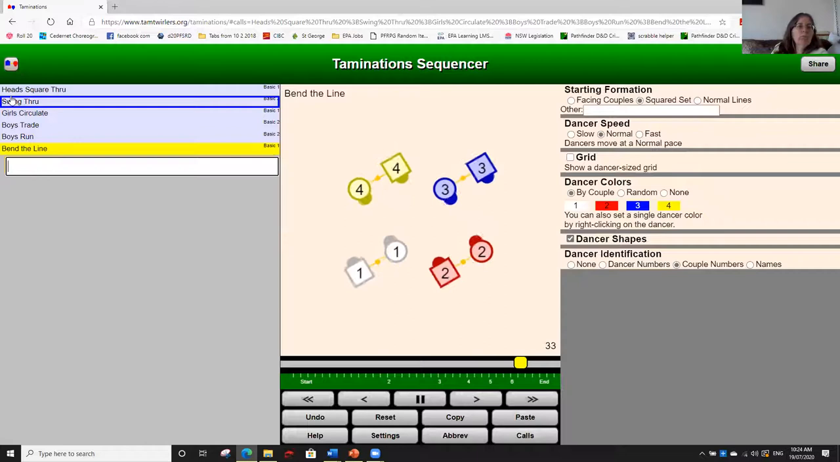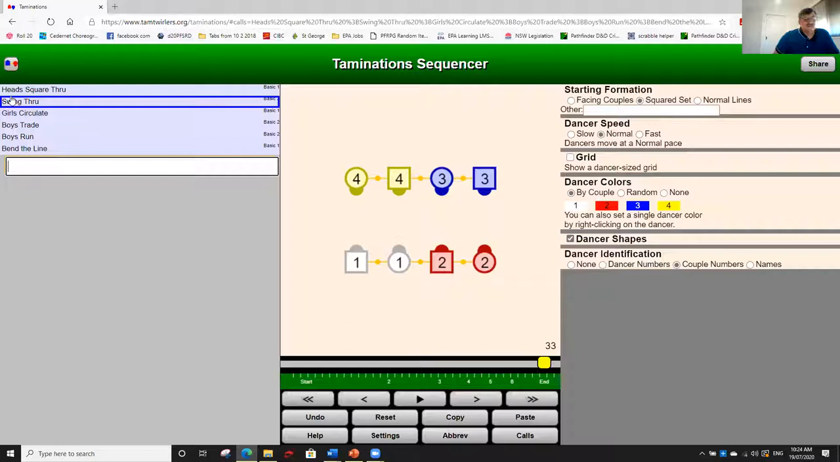Bend the line. Okay, I'm in a line. I want to do a line module or I want to take it back to a corner box module. What do you want to do? You guys are the caller, so you're calling. You know your singing call. It's a quarter. Okay, we're going to quarter, all eight circulate, boys run. We're going to convert it back to a corner box order.